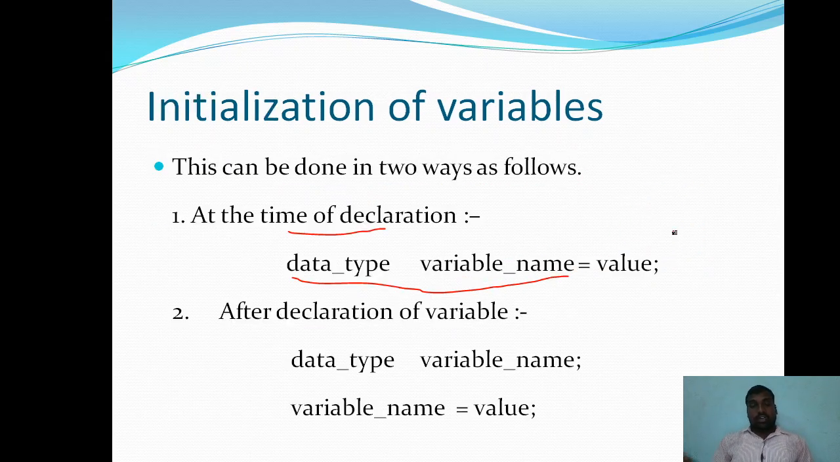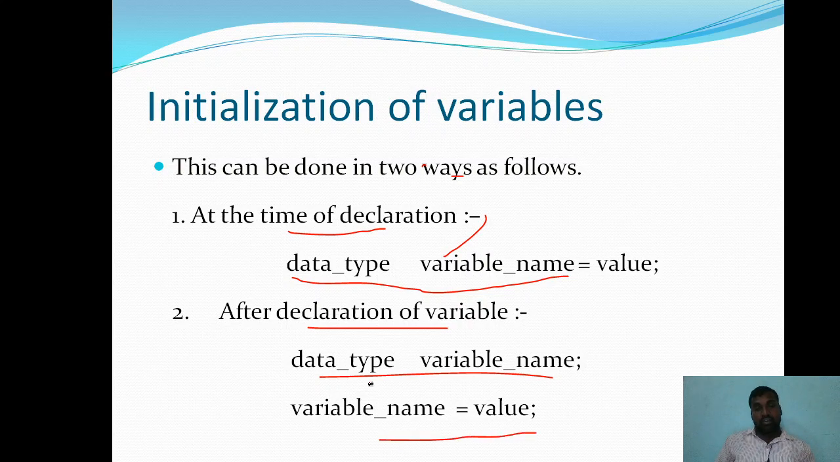And you can also initialize the variable after declaring it. You can initialize the values of the variables after declaration. Here first I am declaring the variable, then I am initializing it. Data type and variable name specify which type of data we are going to store in this particular variable. Then here I am storing the value. This is the constant value I am going to store in this variable.